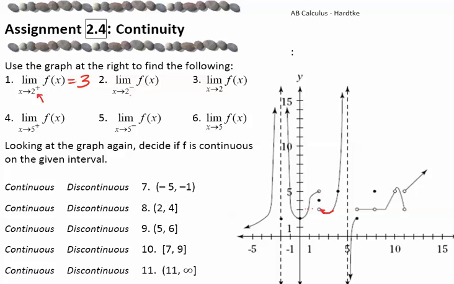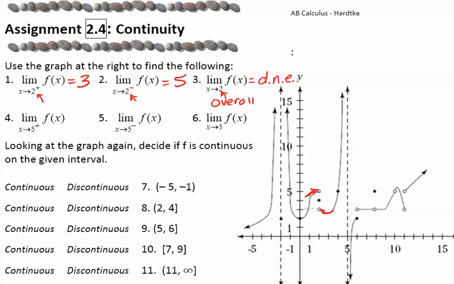And as we approach 2 from the left side, we are approaching a limit of 5. And here there's no plus or minus, so we're talking about the overall limit. Since our left-hand limit and our right-hand limit did not agree, the overall limit does not exist.